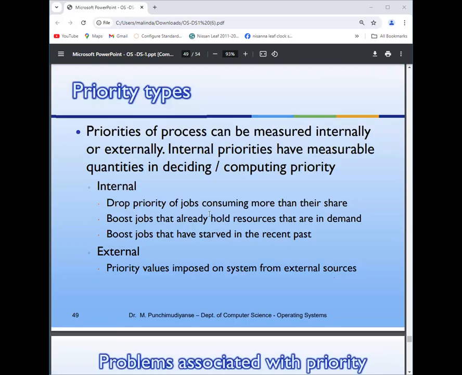So when there's an additional column giving a priority number, you have to use the priority, not the first come first served order, right? That's all I have to say regarding the priority.